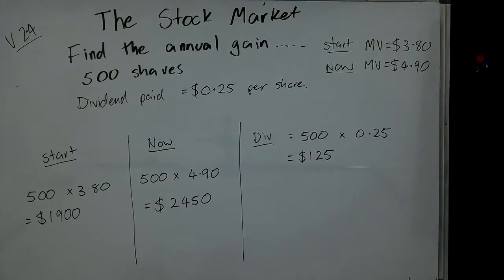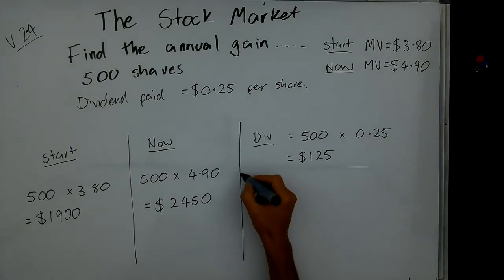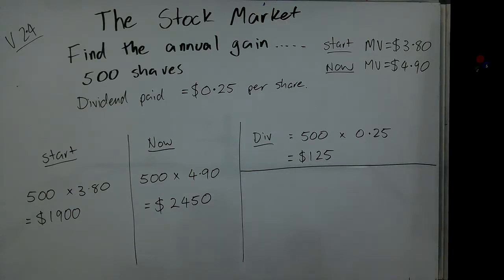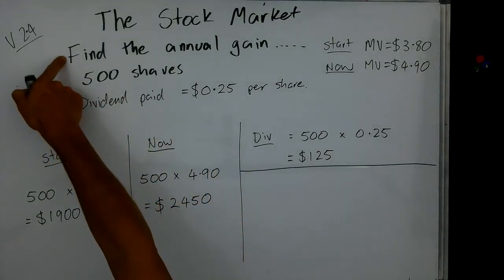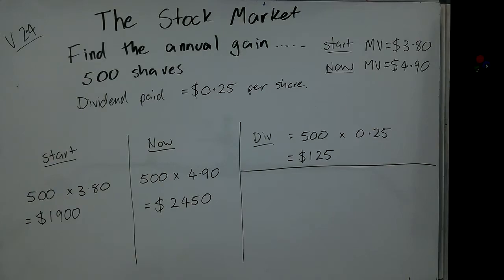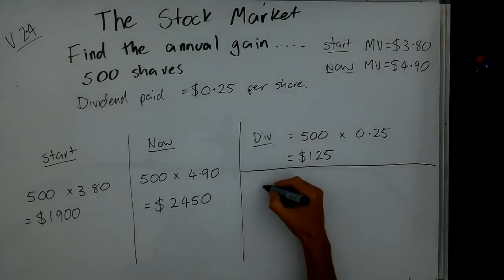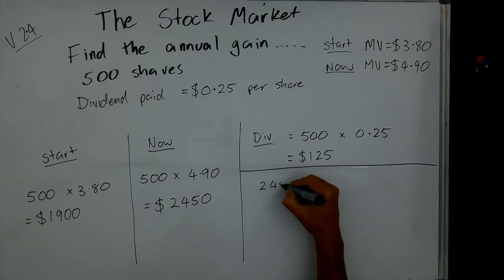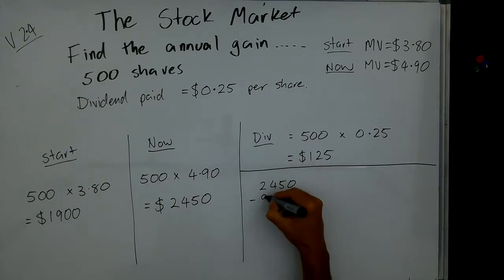An extra $125. So now we've worked out all those numbers, let's look back at the question and try and answer that. So if at the end of the year they were worth this, at the start they were worth that, let's take the small one from the big one.